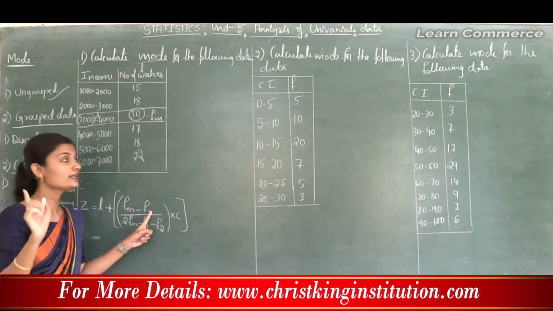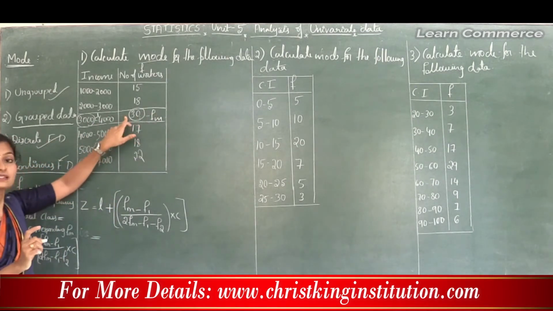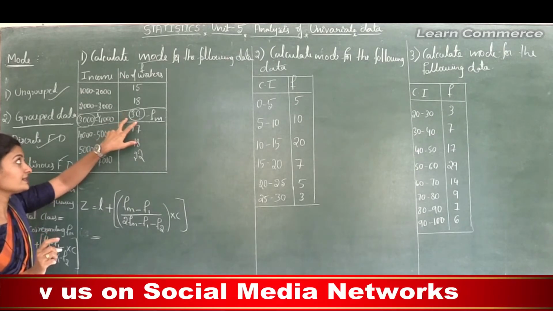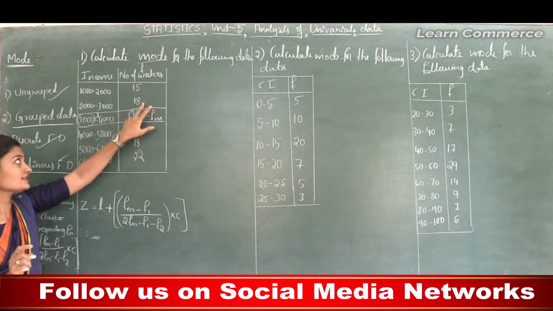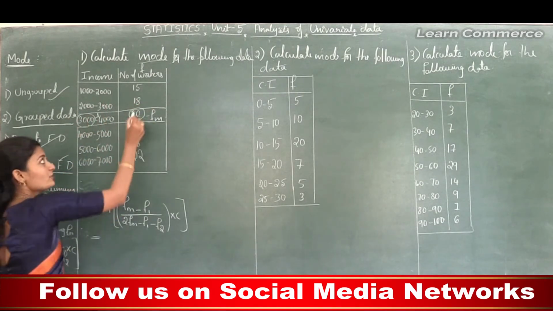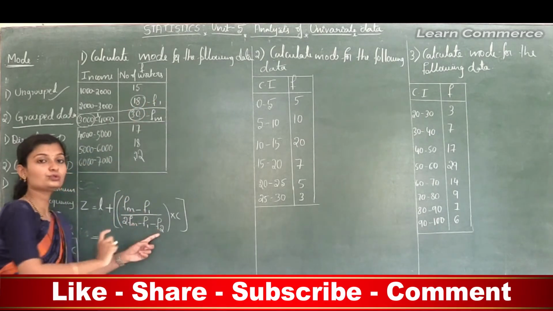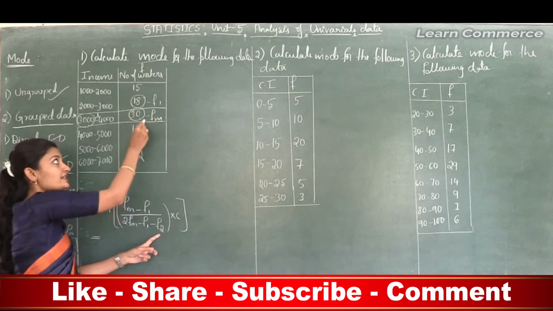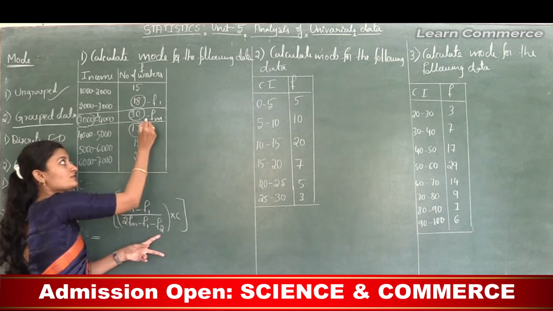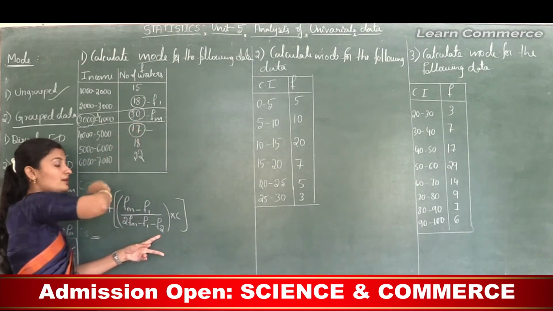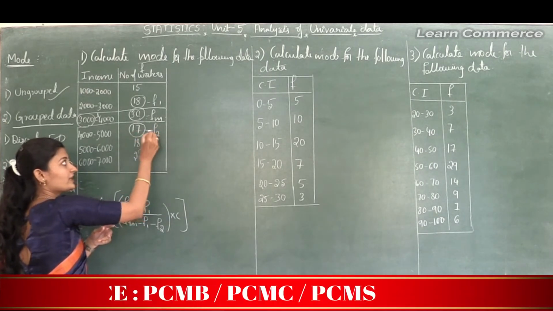Next we need F1. So what is F1? F1 is the preceding model class frequency. See, this is the model class. The preceding frequency of the model class here is 18. So here 18 is F1. Next we need F2. F2 is nothing but the succeeding model class frequency. So this is the model class, and the succeeding model class frequency is this one. So this is F2. Here F2 is 17.